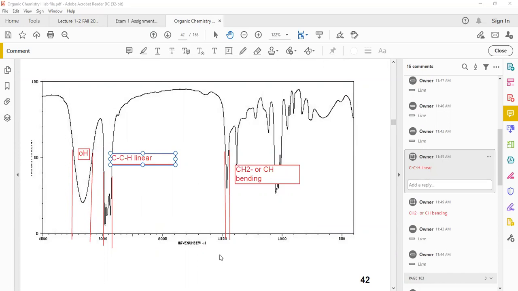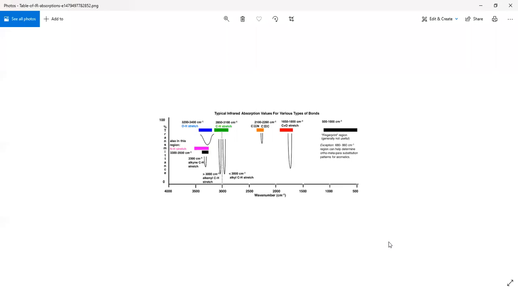So somewhere, I don't remember where I learned it, but I remember the term fingerprint region. And I remember that we were supposed to ignore the fingerprint region. I don't know if this was the same type of spectroscopy, but I'd just like to clear that confusion up.